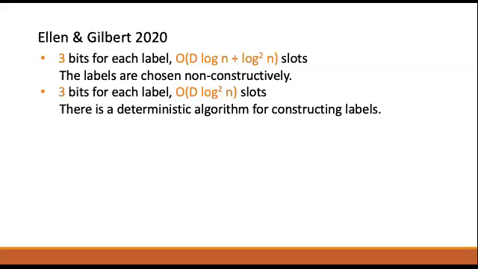Finally, we give another algorithm with 3-bit labels that takes slightly longer, but there is a deterministic algorithm for constructing the label of each node in a network. I'll begin by presenting the algorithm from 2019, but before that, I need a couple of definitions.